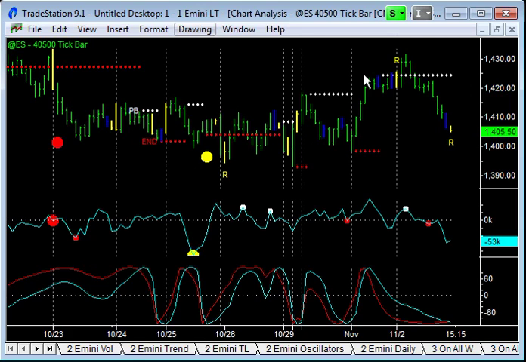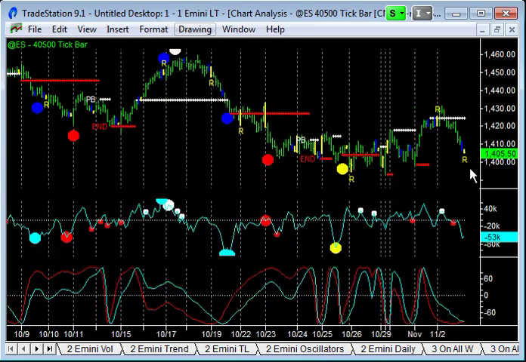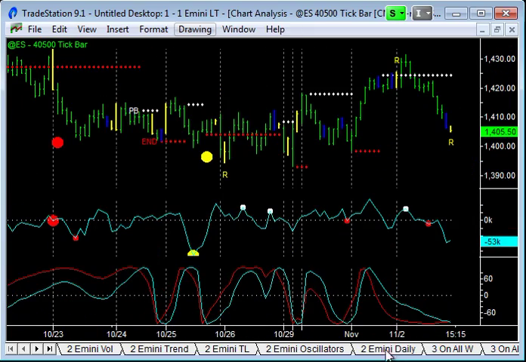We try to break into an uptrend, and no, 1430, bang, we got turned away, and we're all the way back down here. Now we've got a cyclical support due. You can see the sine waves starting to cross over here, so we've got something due on the 40,500 tick bar chart potentially coming in.